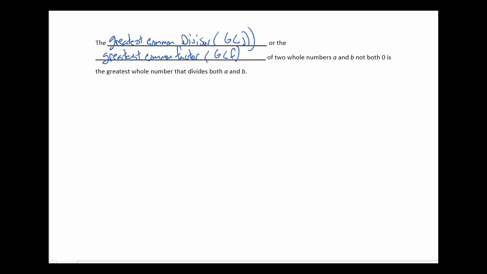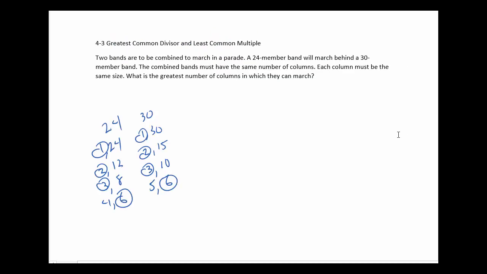So it's the biggest number that happens to go into both numbers. Going back to this list of common factors, what was the biggest number in the list? It was 6. It went into both. So we would say that the GCD of 24 and 30 is 6. The greatest common divisor of both those numbers happens to be 6.